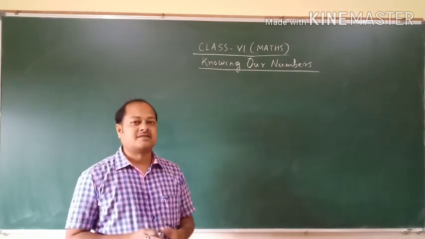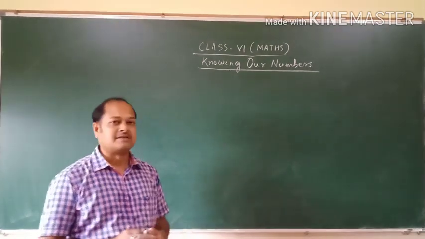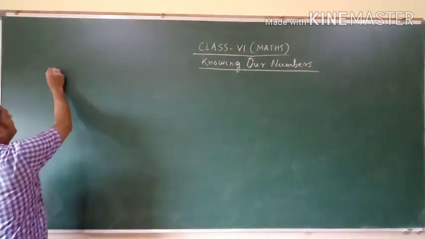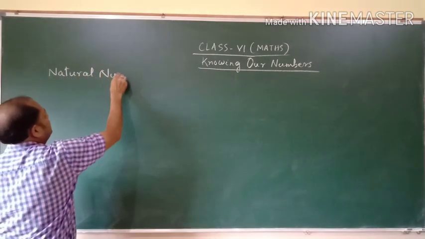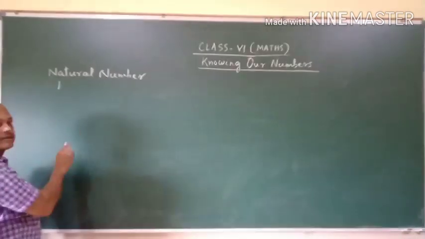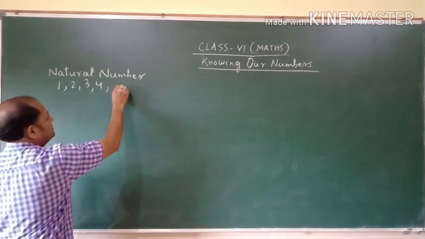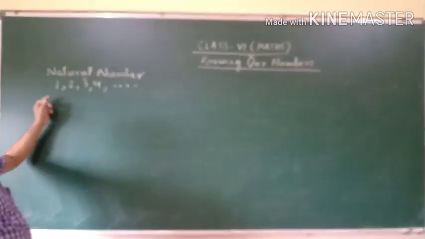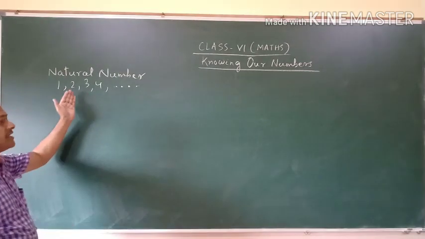Today we are going to discuss class 6 maths, the first chapter, Knowing Our Numbers. So let's start. All of you know what a natural number is. A natural number starts from 1, then 2, 3, 4 onwards, up to infinity. The smallest number is 1, but the largest number is not there, which means it is infinite. So it is called a natural number.